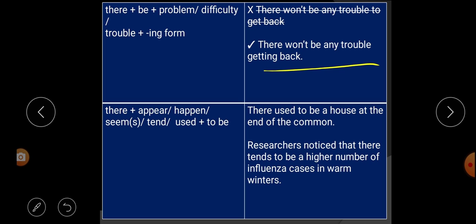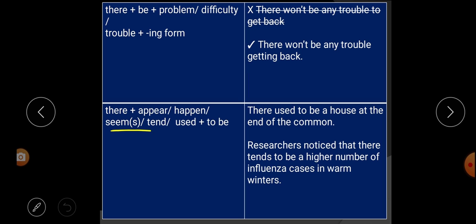So according to the rule, first of all we have used introductory there. Next, the be form or modal form. Next, we have used the word trouble. Thereafter, the ing form, getting back. That's why this sentence is: there won't be any trouble getting back.